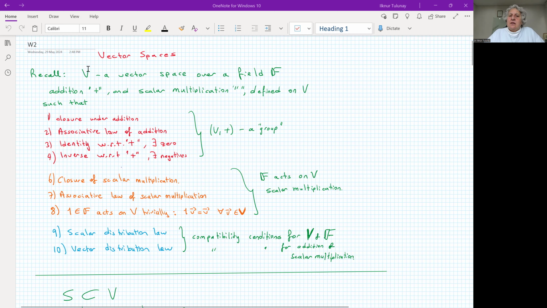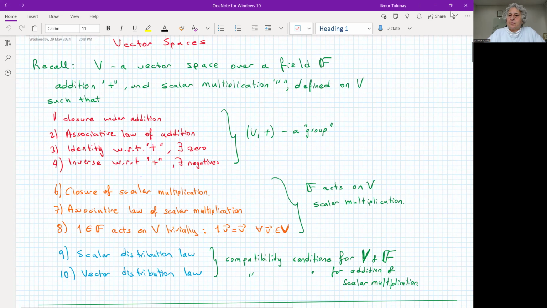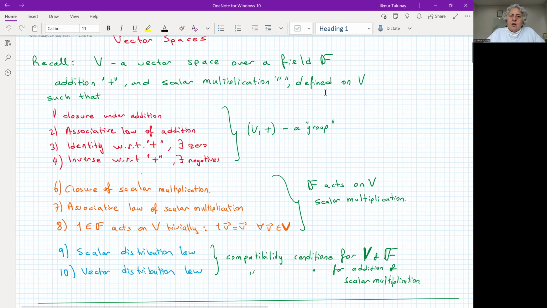So when we say V is a vector space over a field, okay, we have a vector space over a field. You have a set, and this is usually an infinite set at your level, but it's not necessarily infinite. There are some finite vector spaces. And over a field F, this is a field structure.